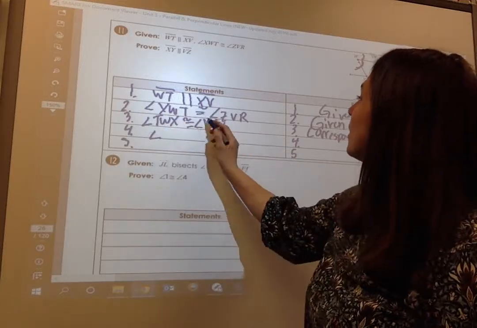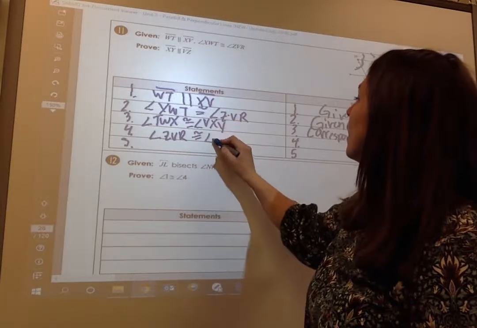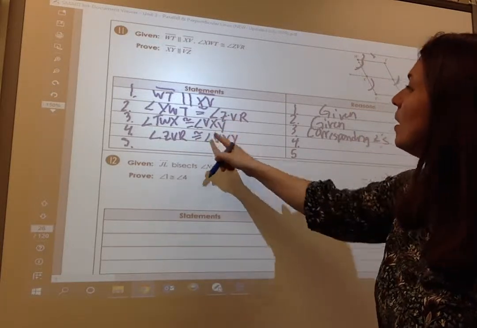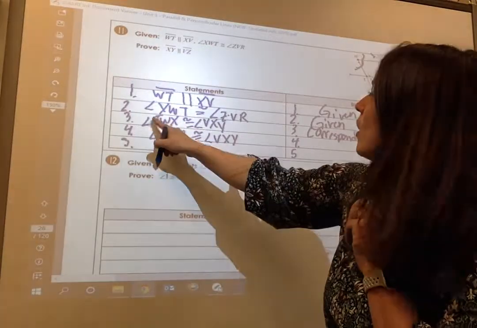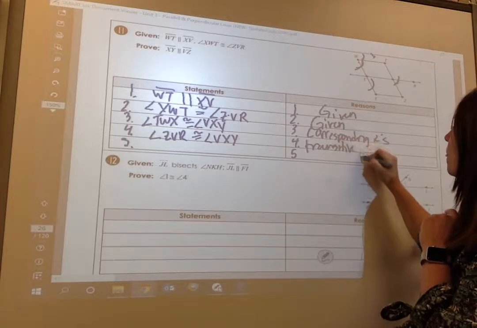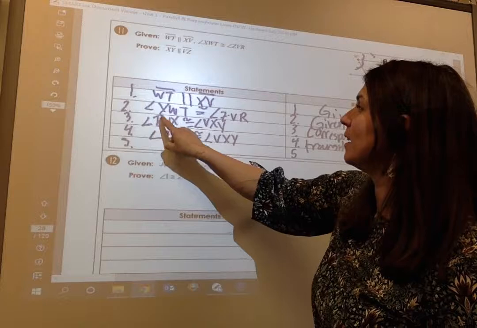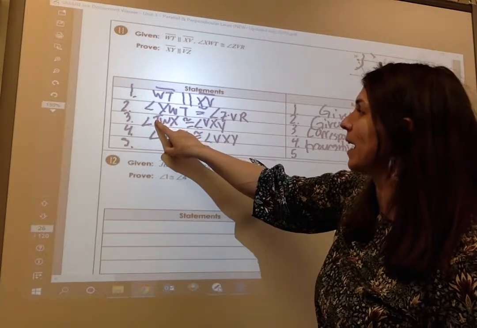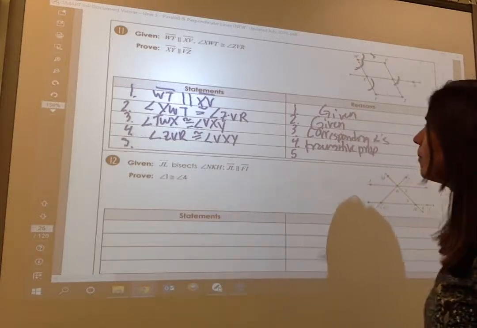All right, so now I can make the statement that angle ZVR is congruent to angle VXY because of the transitive property. I wrote this incorrectly, so it kind of got lost there. But that's transitive property. Does everybody see that? I should have written TWX, or excuse me, XWT. That would have matched. So then transitive property would have stuck out at me.